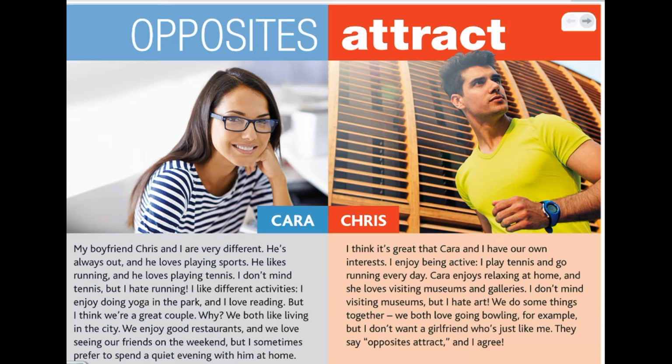I think it's great that Kara and I have our own interests. I enjoy being active. I play tennis and go running every day. Kara enjoys relaxing at home, and she loves visiting museums and galleries. I don't mind visiting museums, but I hate art. We do some things together. We both love going bowling, for example, but I don't want a girlfriend who's just like me. They say opposites attract, and I agree.